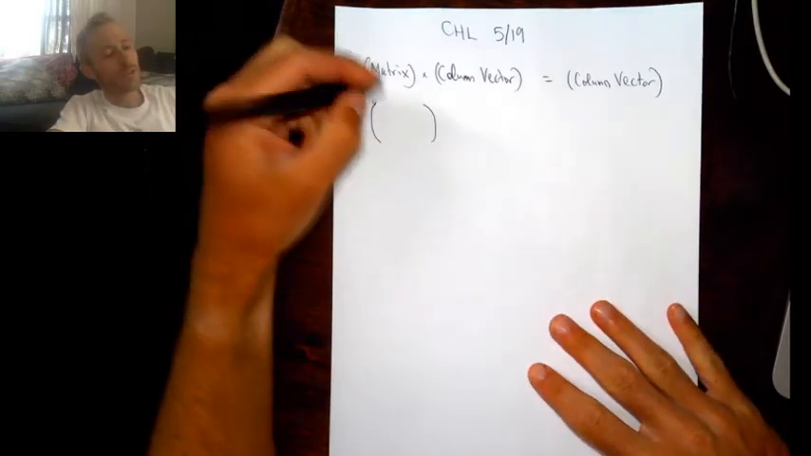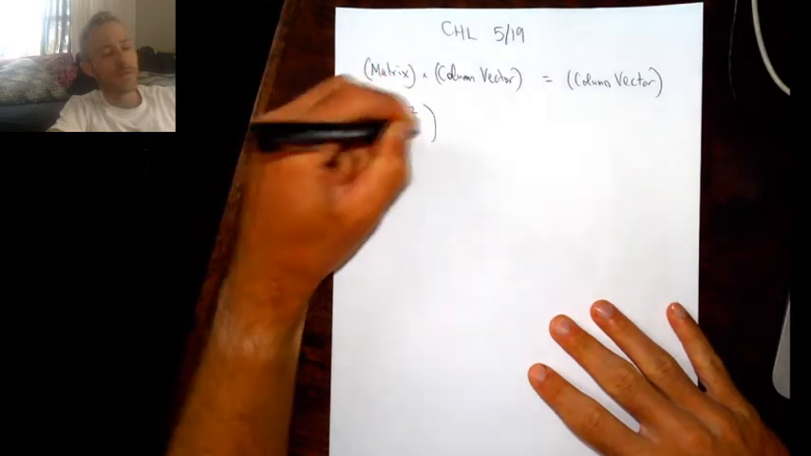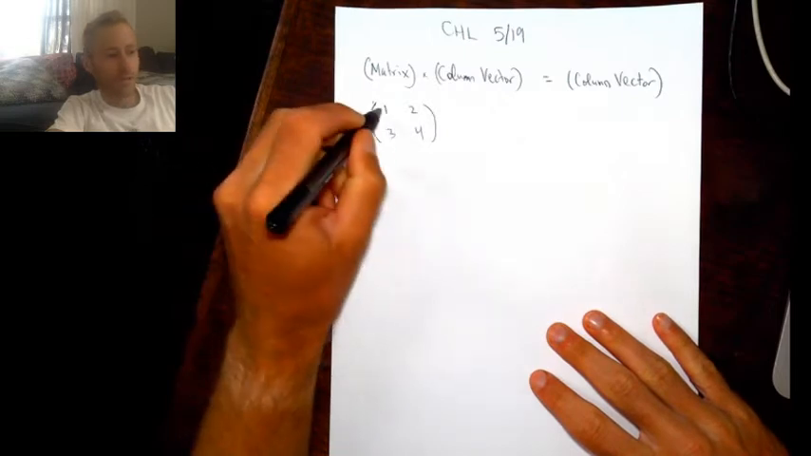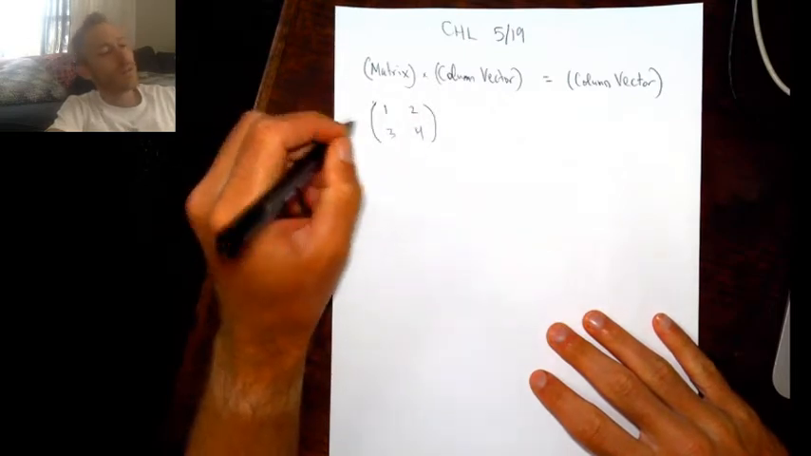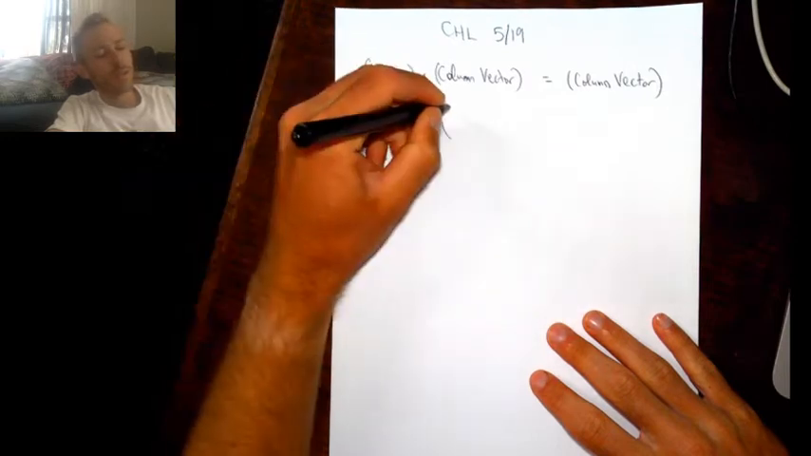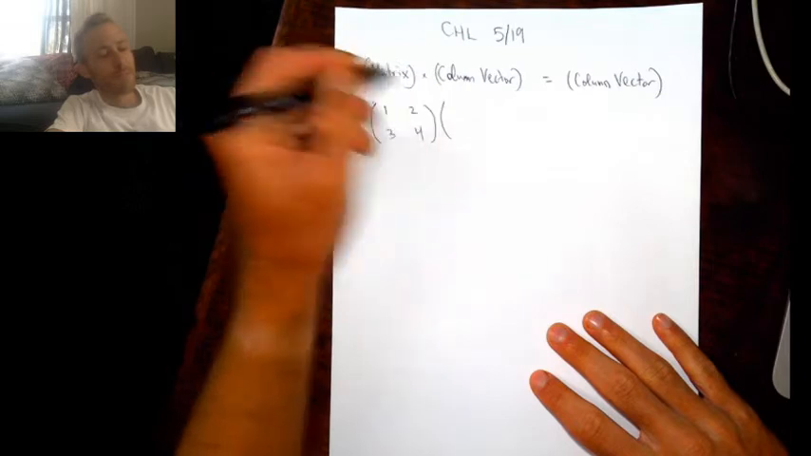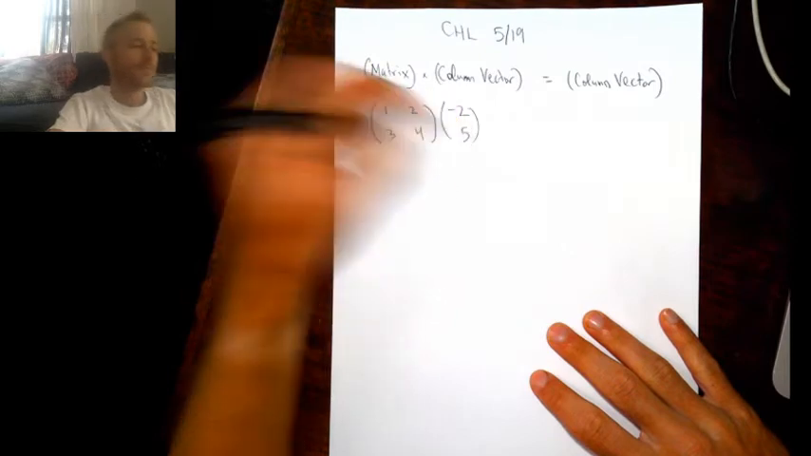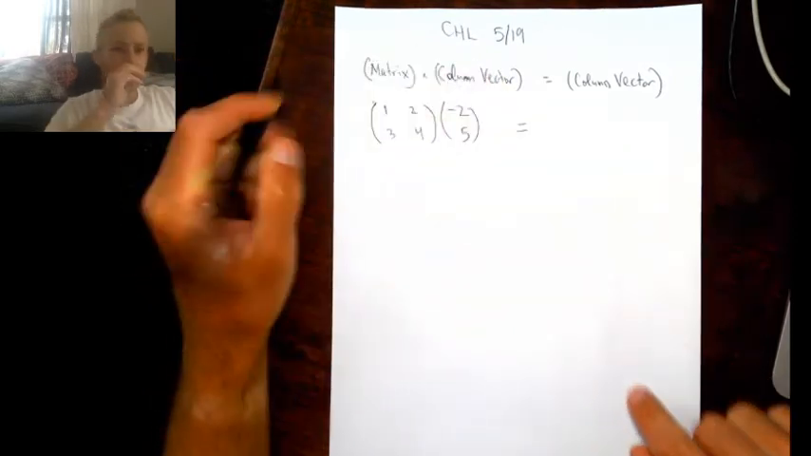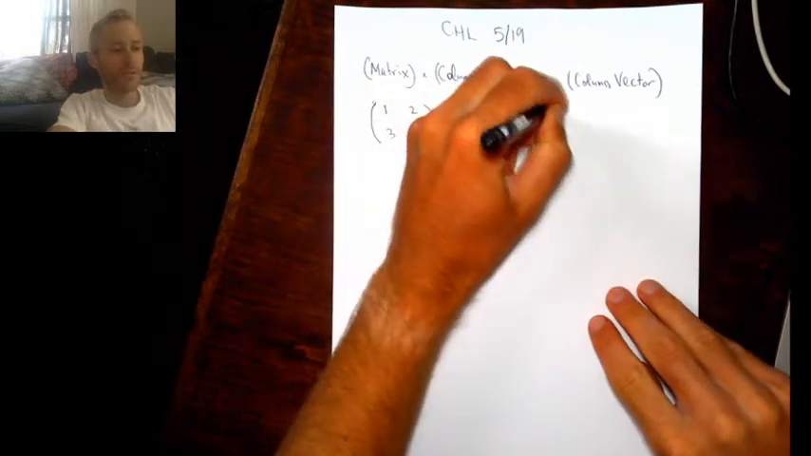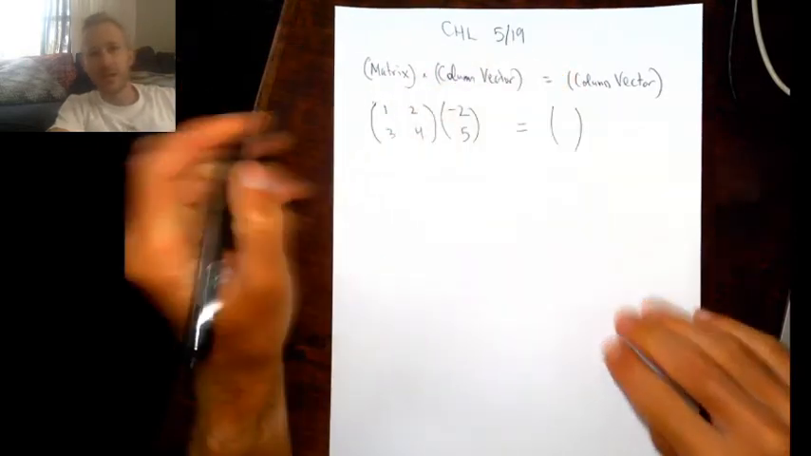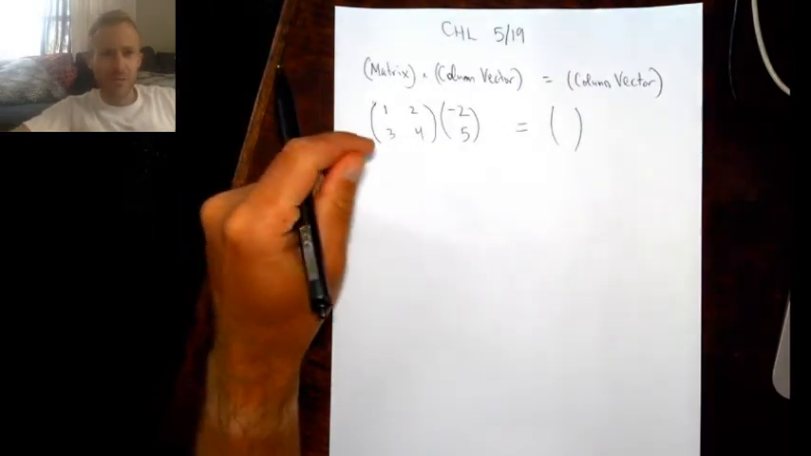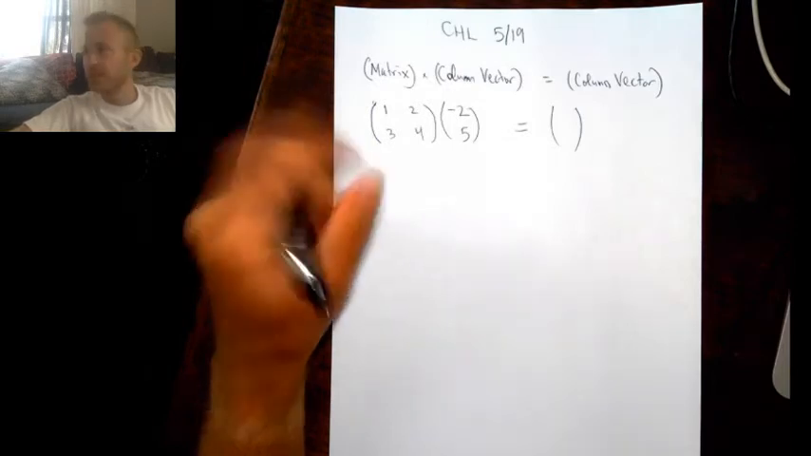So what if I have a matrix 1, 2, 3, and 4? This is a 2x2 matrix, because it goes across 2 and down 2. And then I have a column vector, so maybe it is -2 and 5. How do I multiply these two together? When I multiply these two together, I'm going to get another column vector. Do you guys even learn about matrices? If you don't, you should.